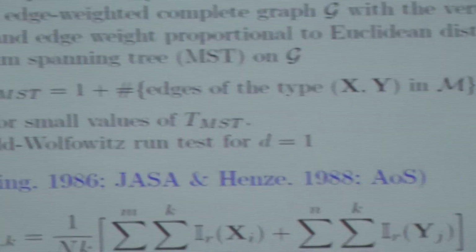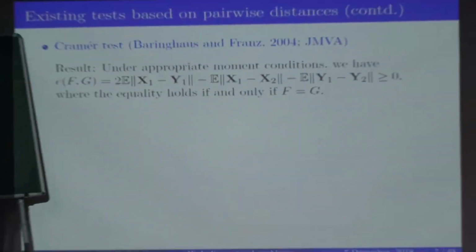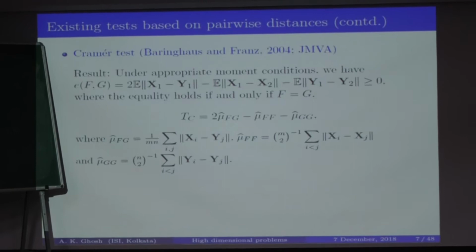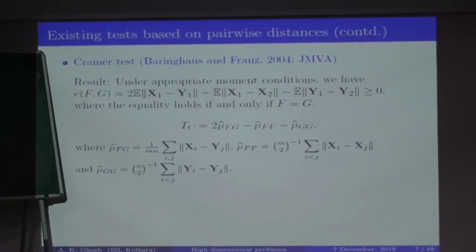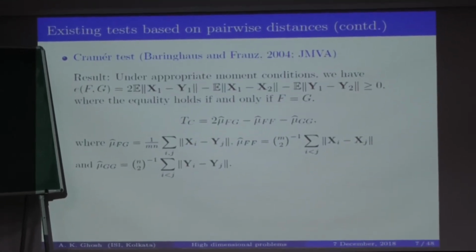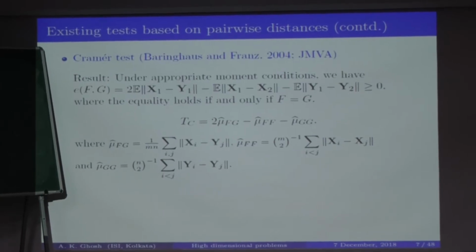These are the two popular graph-based tests that we have in the literature. One is the multivariate run test proposed by Friedman, which is based on the minimal spanning tree. Another one is the nearest neighbor test due to Schilling and Henze. This is computationally much simpler as compared to the previous one. Okay. Not only graph-based tests, we have some tests based on average distances also.